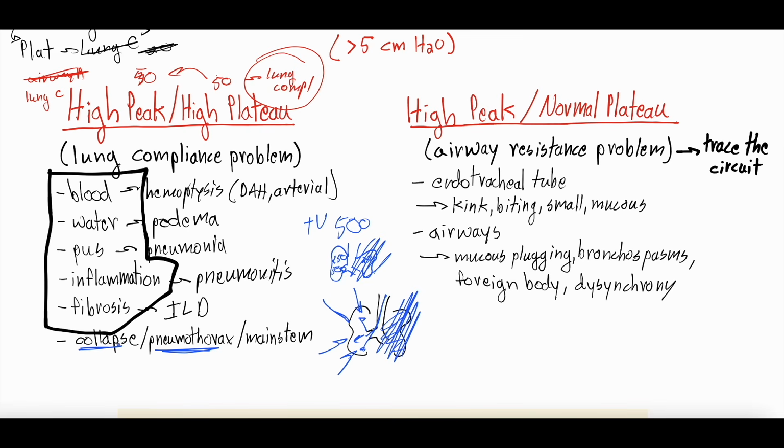Okay, so if you're not ventilating both lungs the way you think you are, whether you mainstem the intubation or have a pneumothorax or have some degree of collapse, then otherwise this blood, water, pus, inflammation, fibrosis are the things that can cause abnormal lung compliance, which is the high peak and high plateau pressure.